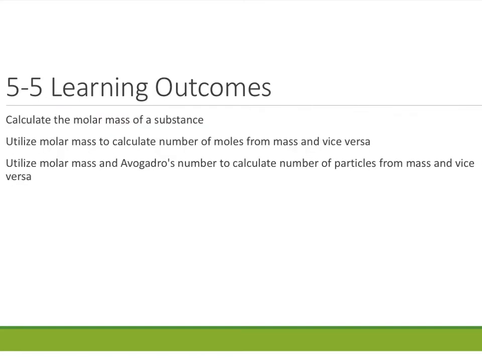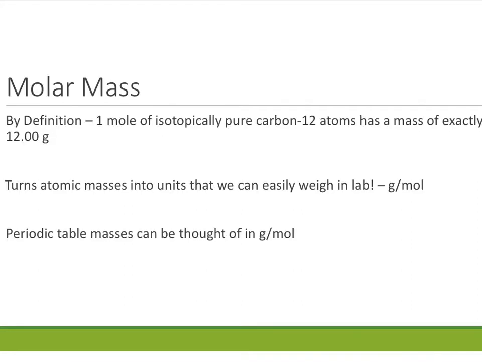In section 5, we're going to talk about calculating molar masses of a substance and using molar mass to calculate moles from mass and vice versa, and utilize both molar mass and Avogadro's number to calculate number of particles from mass and vice versa. The concept of molar mass is an interesting one. We have, by definition, stated that 1 mole of isotopically pure carbon-12 has a mass of exactly 12.00 grams.